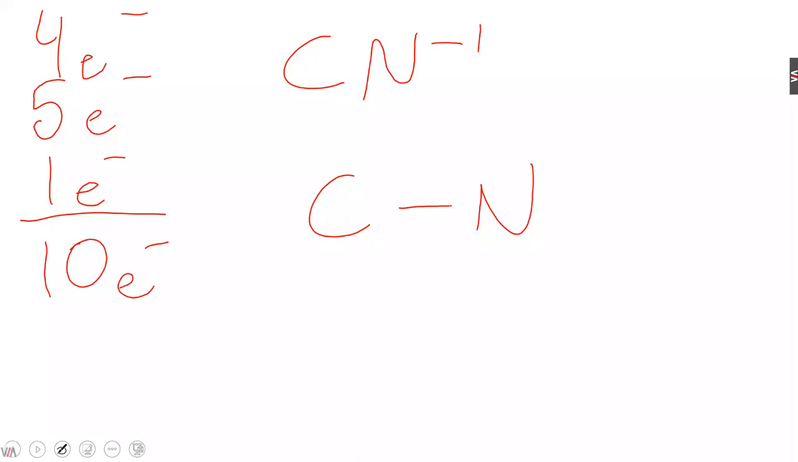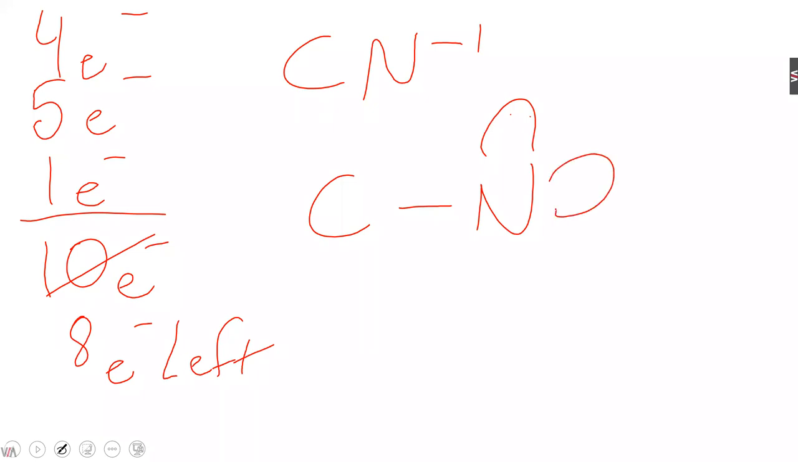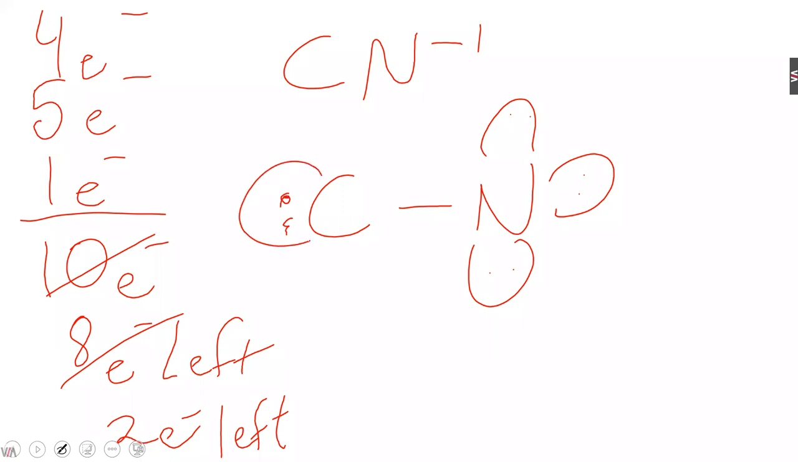We know that 2 of them have to be used to connect the carbon to the nitrogen. So we have 8 electrons left. Where should we start assigning them? Which of those two atoms is stronger? The nitrogen. And the nitrogen needs how many of those 8? Another 6, right? So now nitrogen is satisfied. We have 2 electrons left, so they go to the carbon.